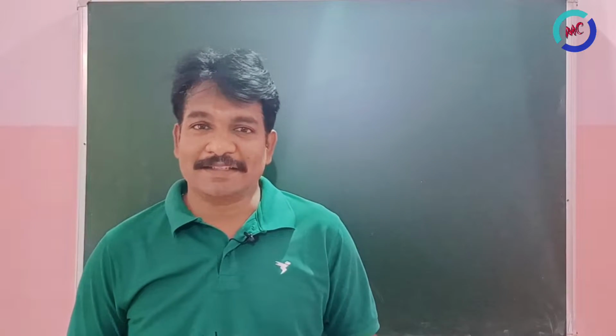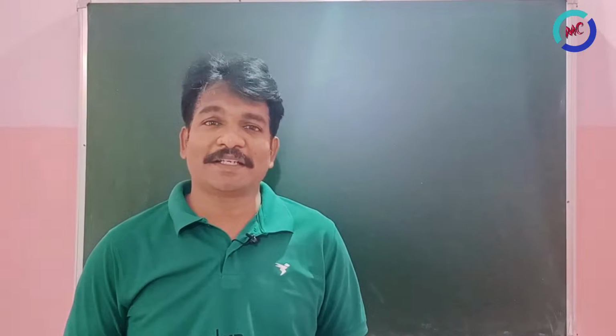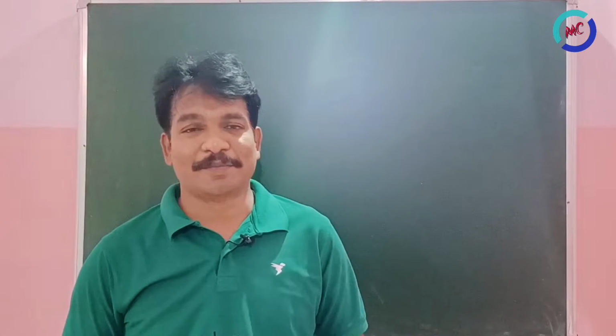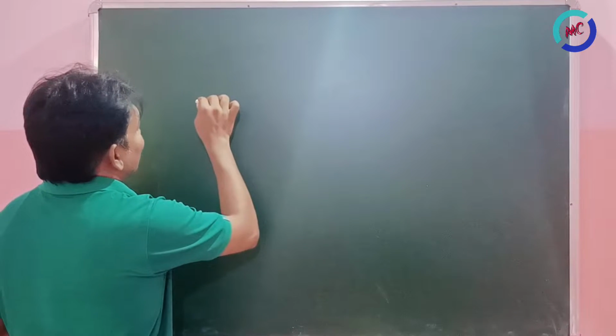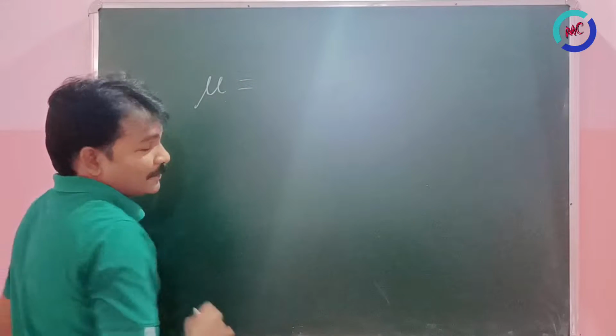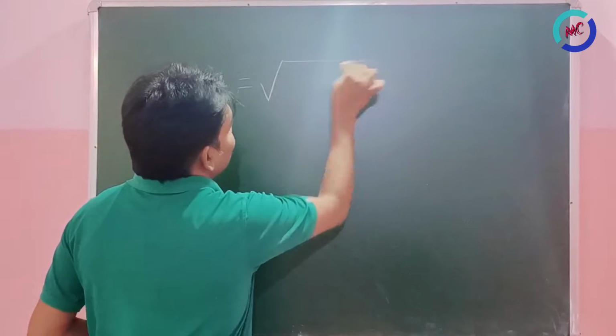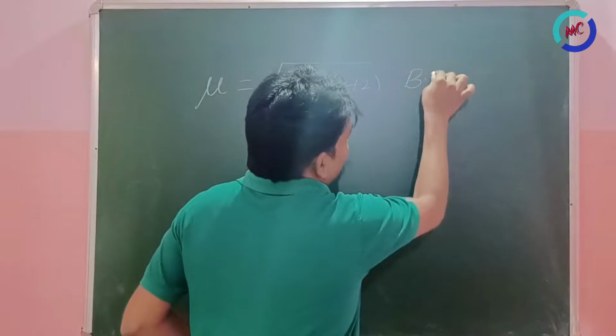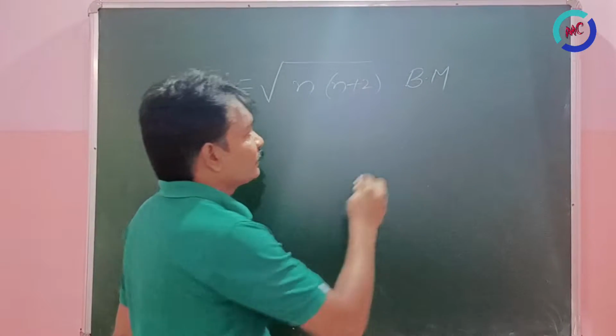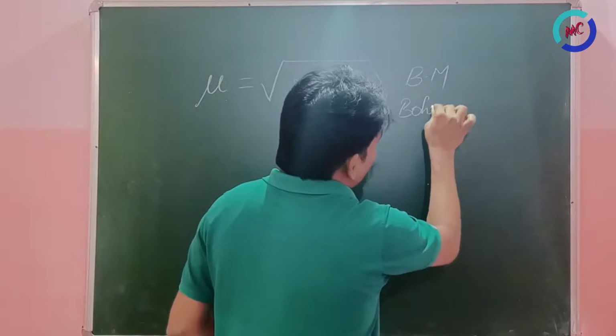Hi dear students, how many of you know how to calculate magnetic moment? Magnetic moment is one of the important concepts under atomic structure for JEE and NEET. Magnetic moment is represented with mu, which is equal to root of n into n plus 2 BM. Here BM is nothing but Bohr magneton. What is BM here? Bohr magneton.